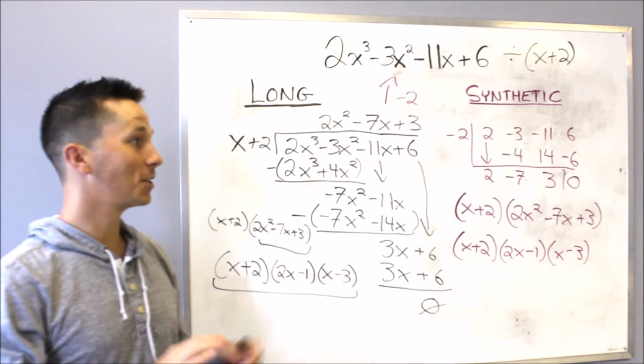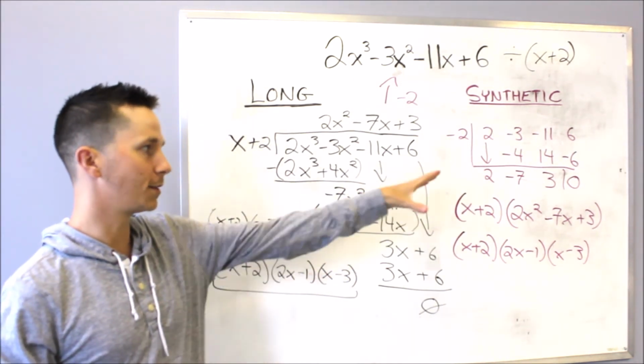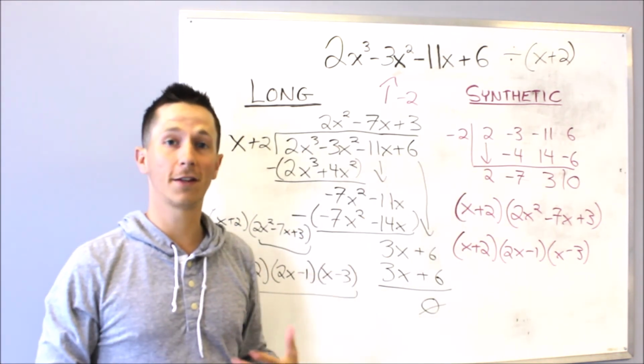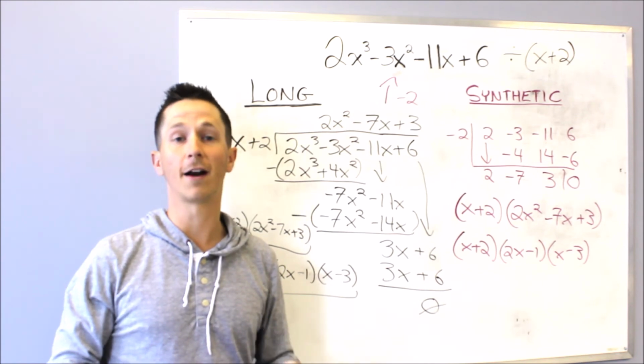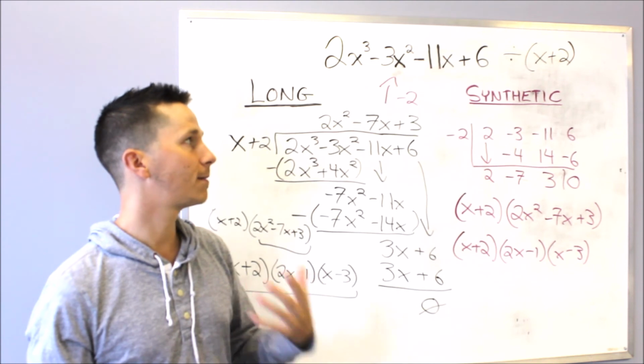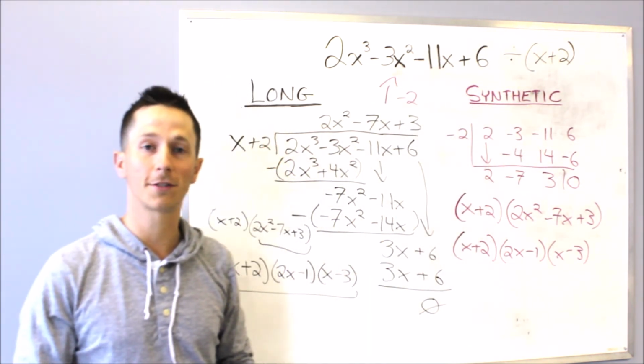So synthetic is actually nice and fast. It does save you a bit of work. As you can see, there's a lot less writing over there. The hardest part about getting started in these questions is actually the factor theorem, to find an x value that makes the polynomial equal to 0. Sometimes you can save that step because sometimes the question will just tell you to divide x plus 2 in.